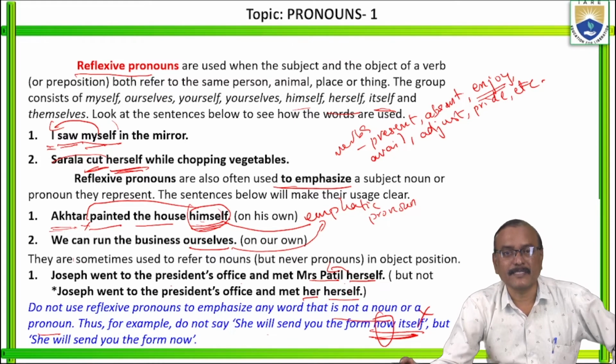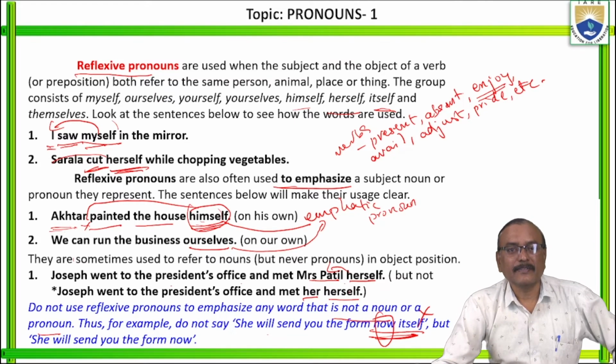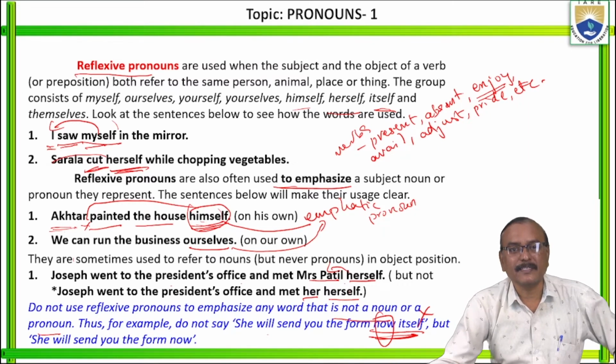We enjoyed ourselves. That's it. We enjoyed ourselves last night. What did you enjoy? That is not mentioned. So, simply, we enjoyed ourselves.